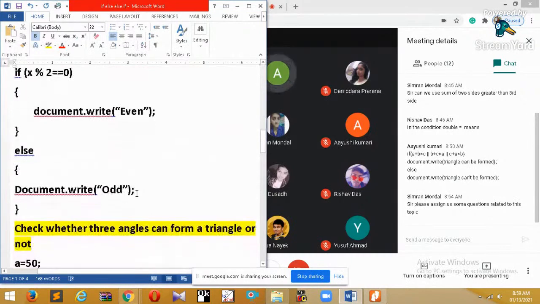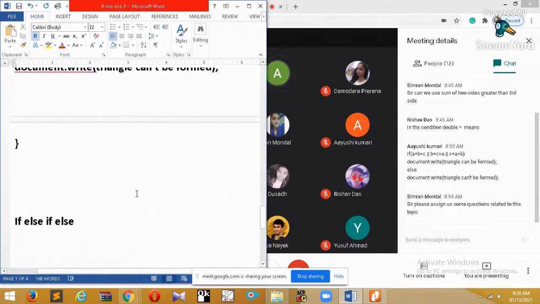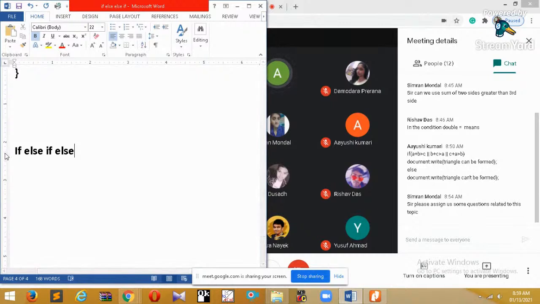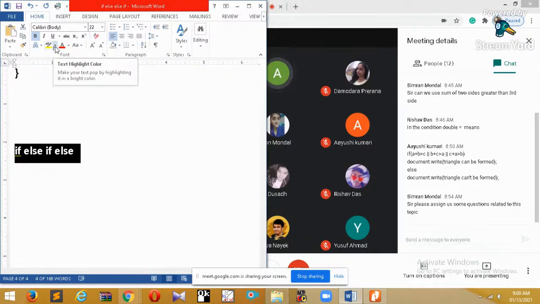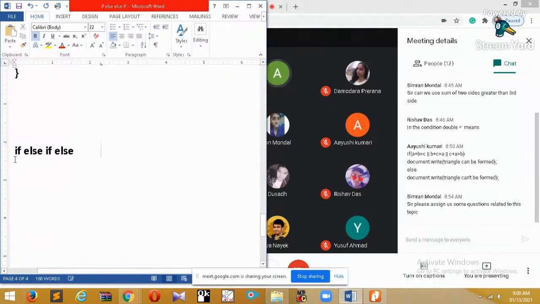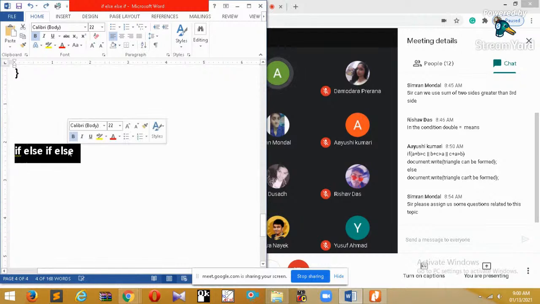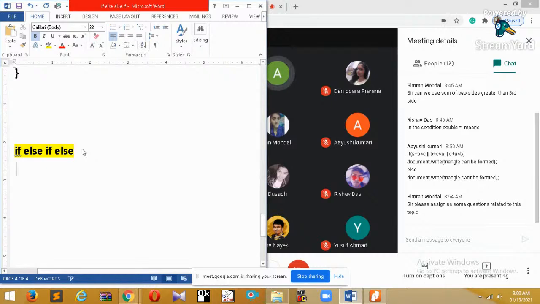So now we'll go for the if else if statement. If else if else. The complete statement is if else if else. Now what is this used for? We have done a few cases where only one or two conditions are there. So in that case we have used only if or if else. But suppose we have more than one condition, suppose more than two conditions.